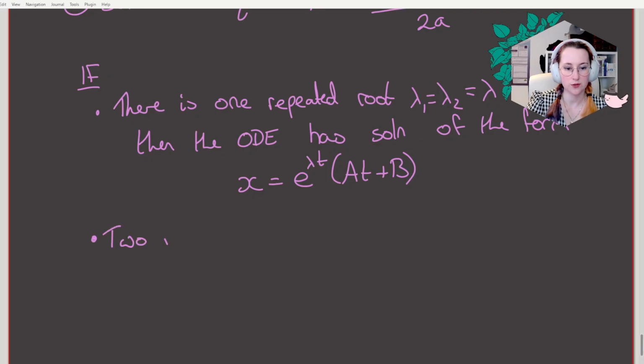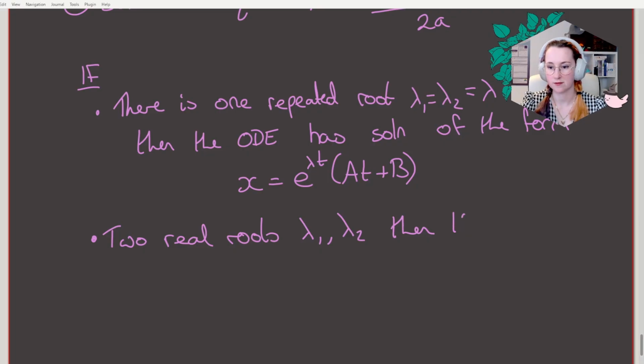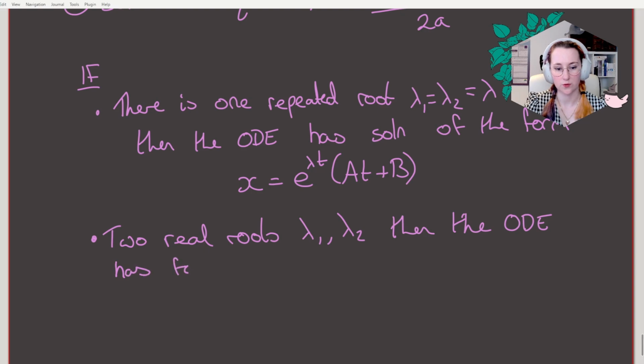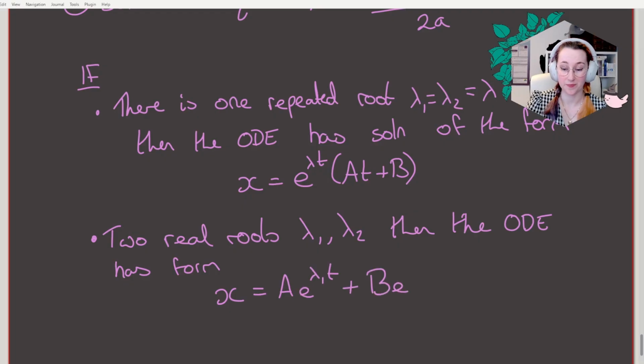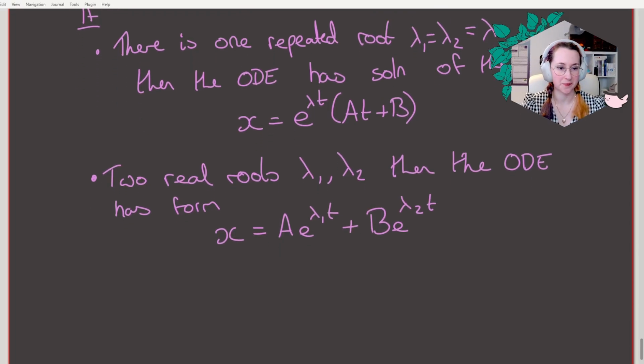Two real roots, lambda 1 and lambda 2. Then the ODE has the form. So now there are two different values of lambda, so the plus and the minus version of the solution to the quadratic have two different forms. Then x is equal to a e to the lambda 1 t plus b e to the lambda 2 t. That's my favourite. That's the nice one.